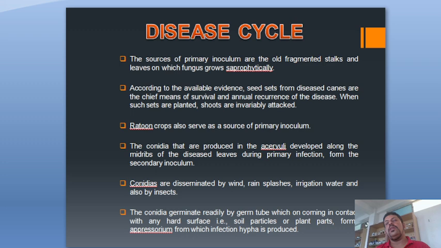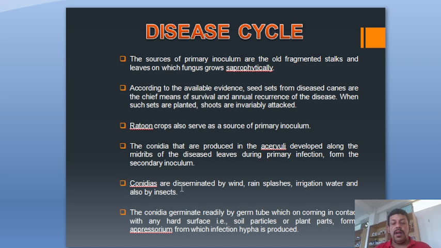Suppose in the previous years the sugarcane disease occurred, and if it is not cleared, if the field is not washed or not burnt properly, then the fungal spores can be there as an inoculum, which may reinfect the crop in the next year. Understood? So that is a very important point to know about this disease cycle.